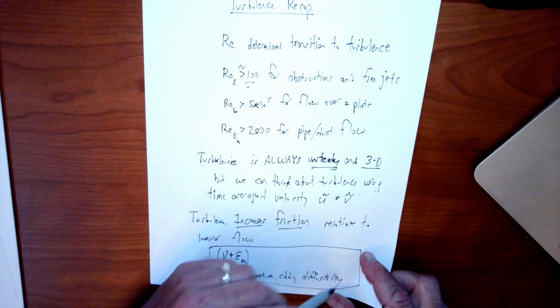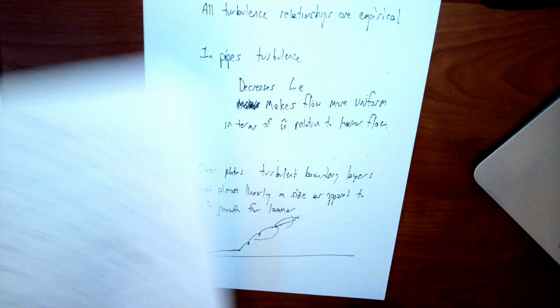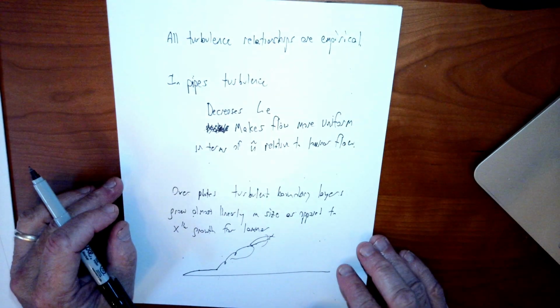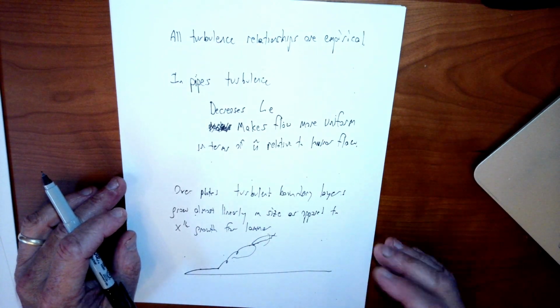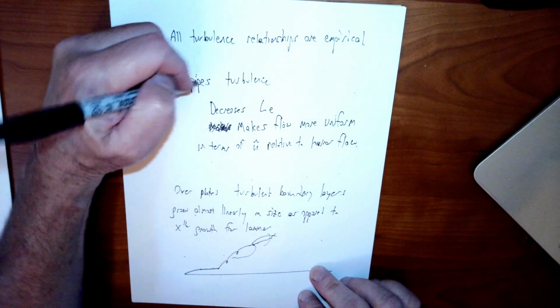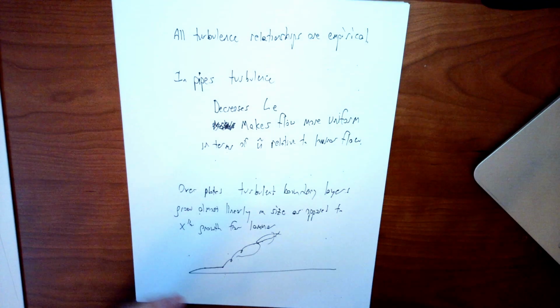This is always something you have to model. These models are always determined empirically. All turbulence relationships are empirical. Empirical means determined by experiment. So none of the models that give us correct relations of turbulence is free from experimental correction. Some of the models get us close.